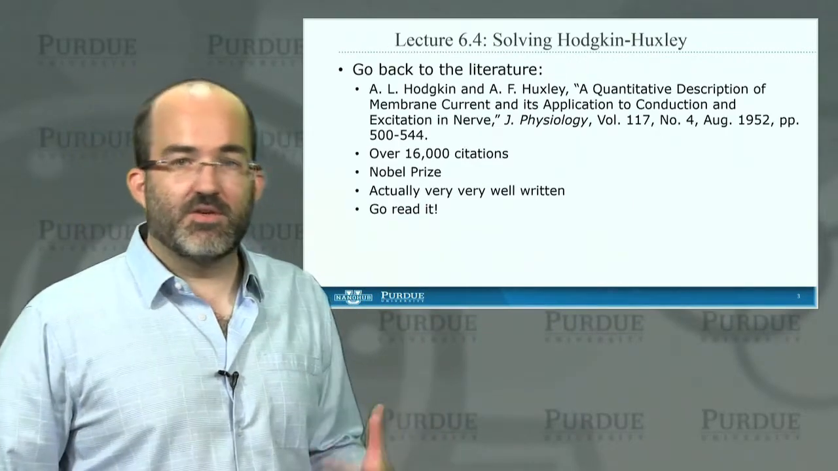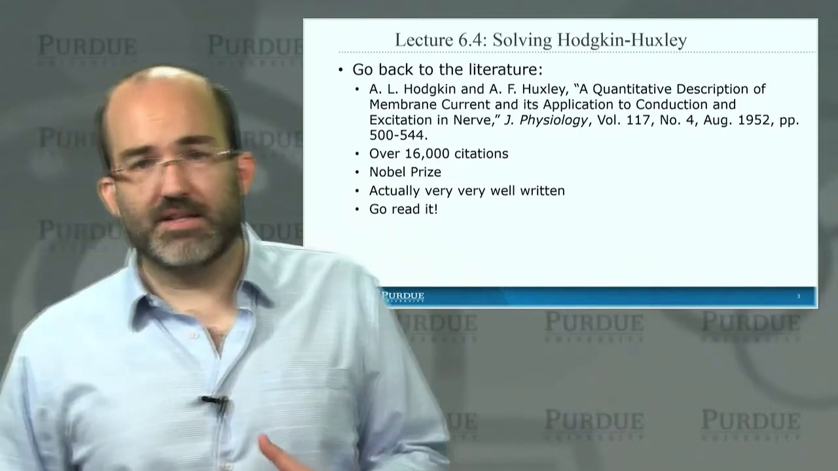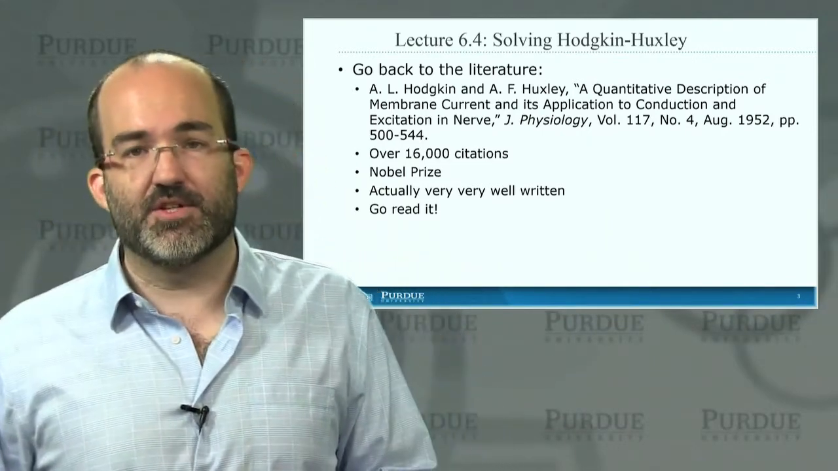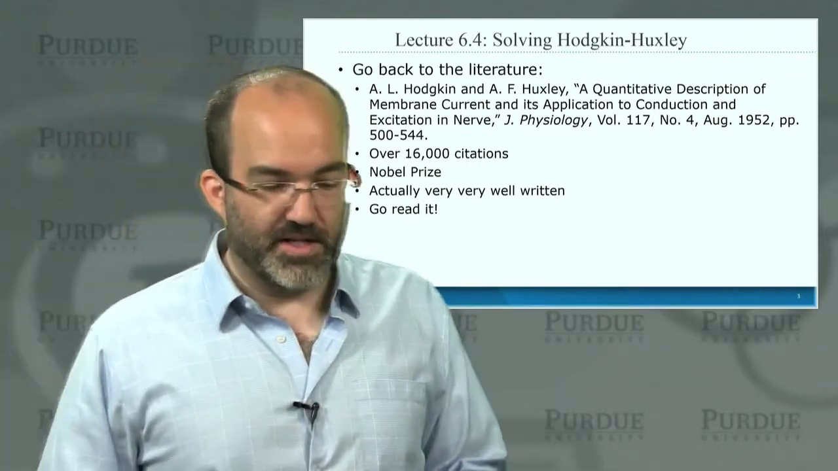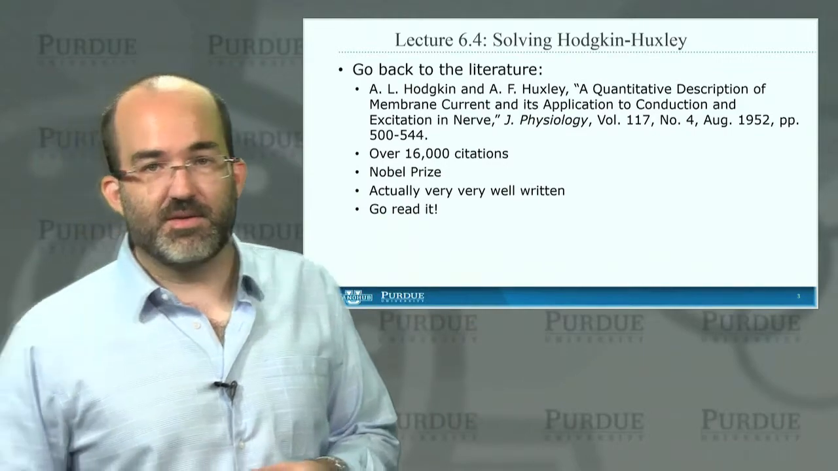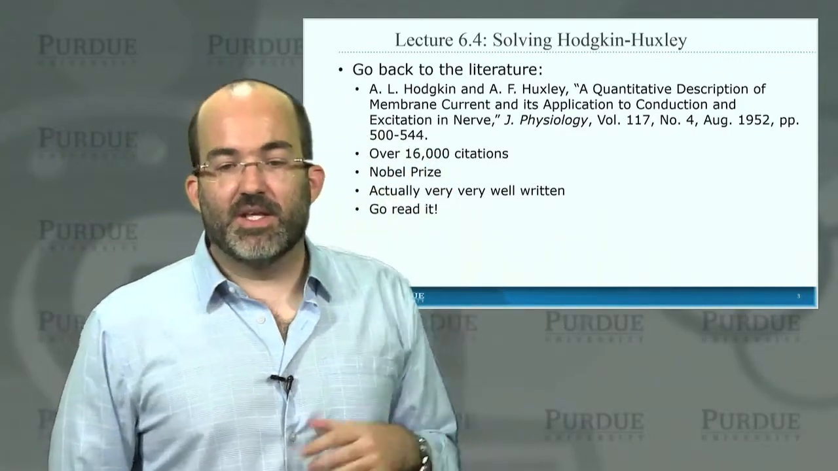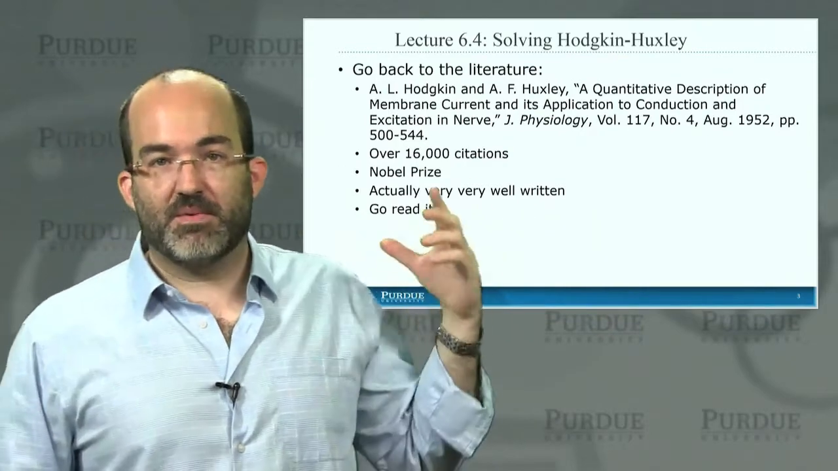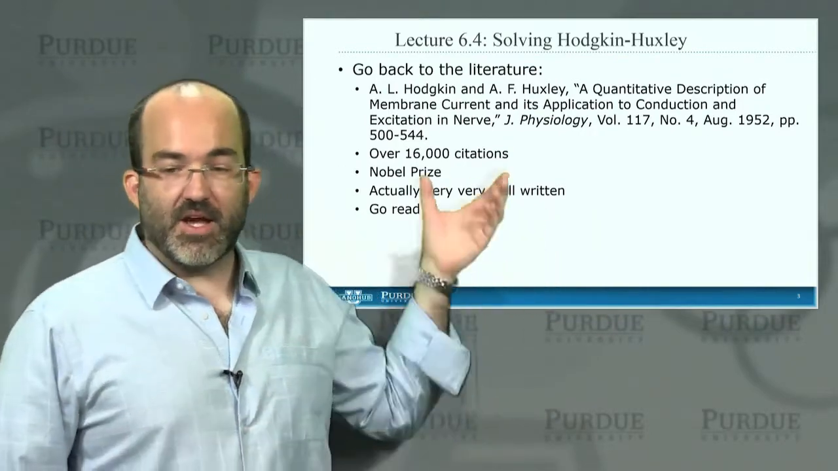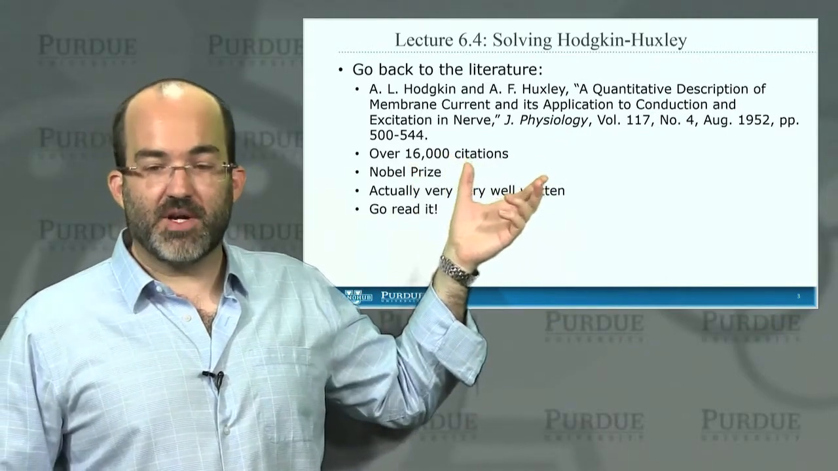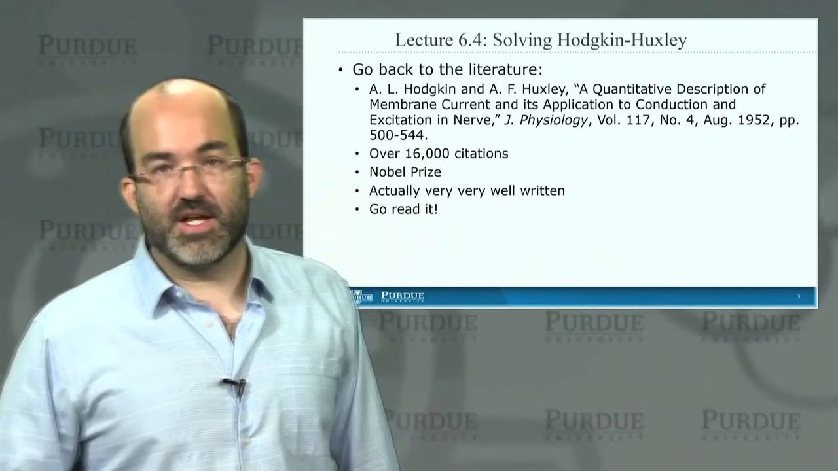So the first thing to do is to go back to the literature. Hodgkin and Huxley did all of this work back in the early 1950s at the University of Cambridge in the UK. Actually, they were down in southern England by the coast where they could get their hands on some giant squid axons to do their experiments. But they were both professors at the University of Cambridge when they wrote and published this paper. This paper went on to win them a Nobel Prize. The paper is A Quantitative Description of Membrane Current and its Application to Conduction and Excitation in Nerve.